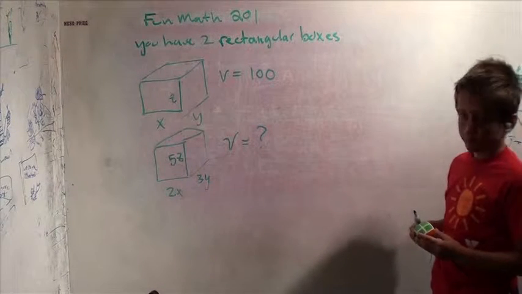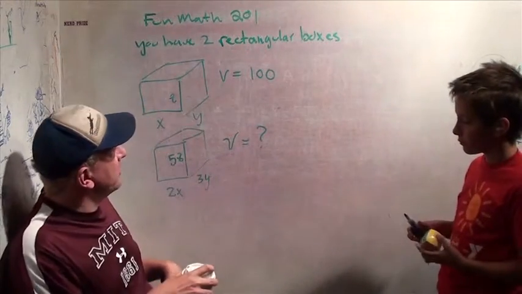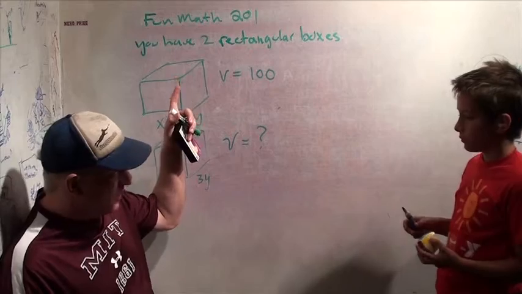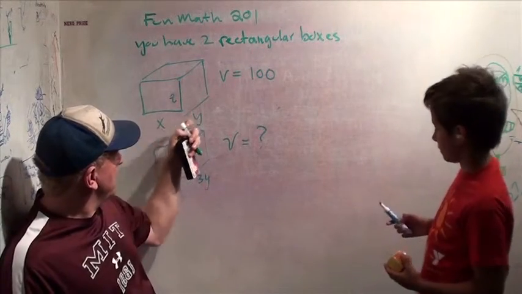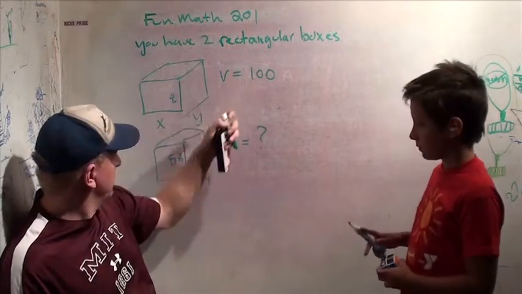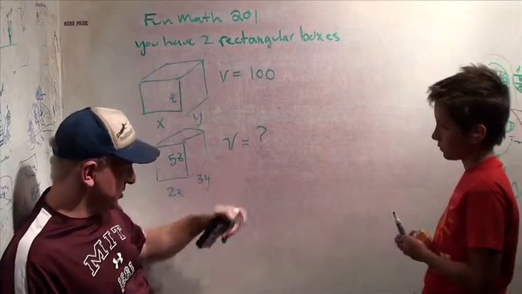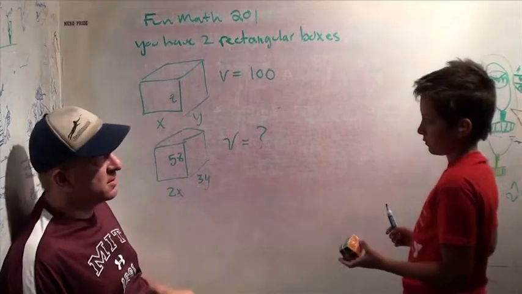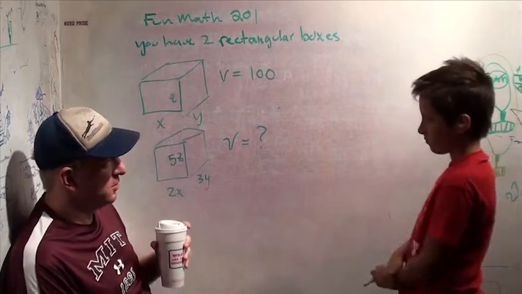FunMath number 201, and this problem is based on one from the 2002 AMC8 that we were working on this morning. You ready? Yeah. Okay, you have two rectangular boxes. One has sides x, y, and z, and the volume is 100. The other has sides 2x, 3y, and 5z, and the question is to try to figure out the volume. This is similar to problem number 14 on the 2002 AMC8.